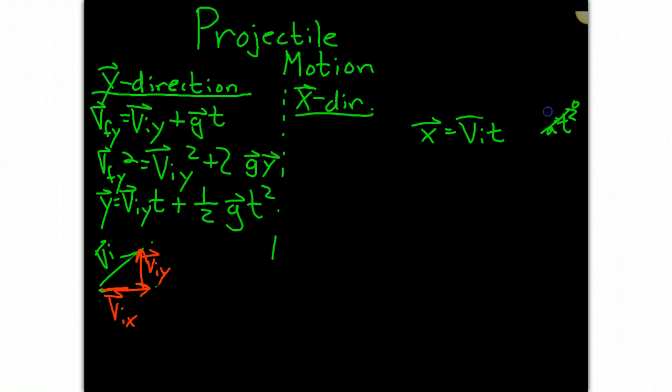And then this one, all you're left with is x equals Vit. I like to write that a little bit differently, and I put the i and the x in there. For example, x is equal to Vix times the time. Okay? So there's only one equation for the x direction. So that's pretty nice.